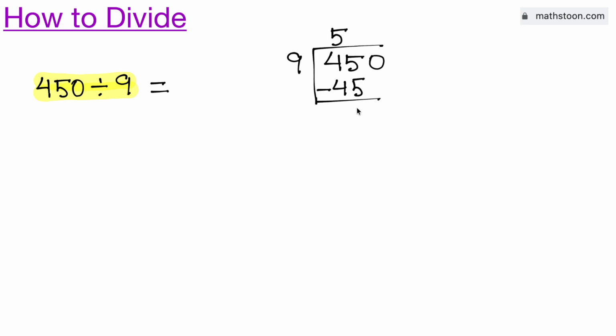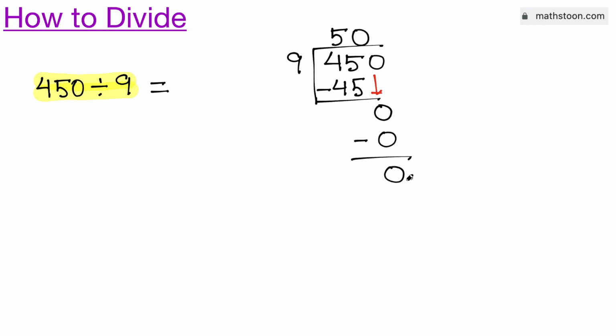Subtract, we get a 0. As 0 is less than 9, that is why we need to bring down this number 0 here. Now see that this is the number 0. So remove 1 0. And from the multiplication table of 9, we know that 9 times 0 is 0. Subtract, we get a 0.